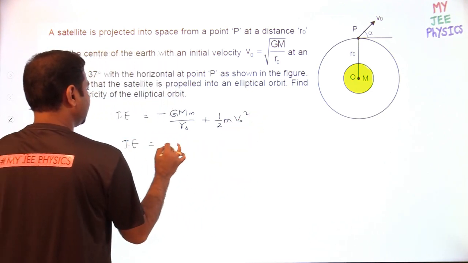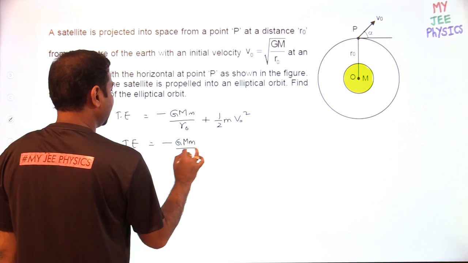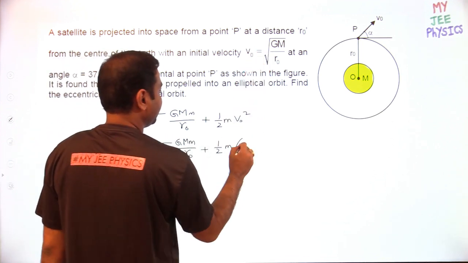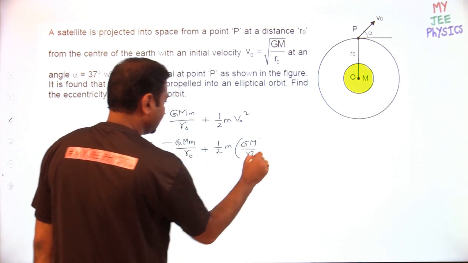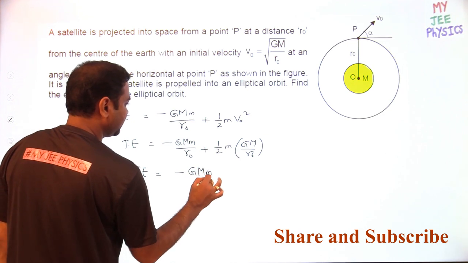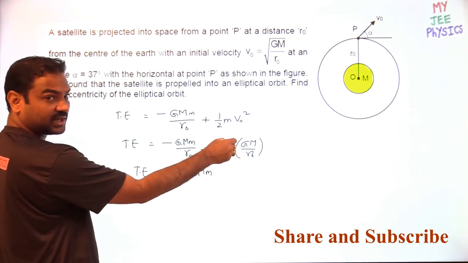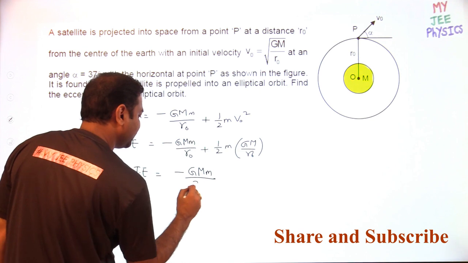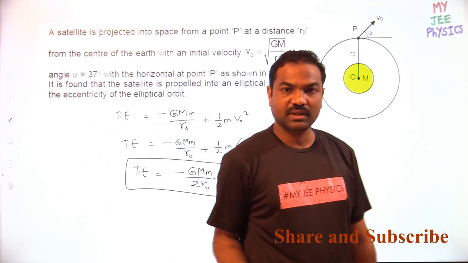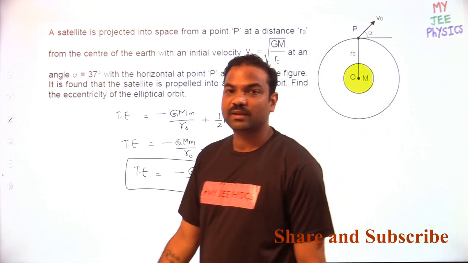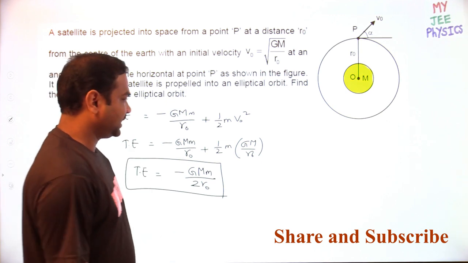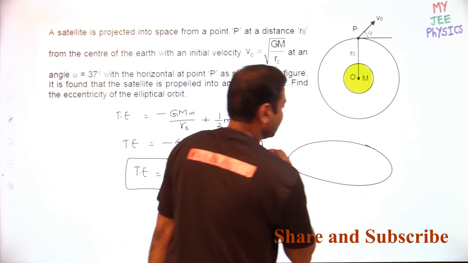So then total energy will become minus GMm by r0 plus half into m into v0 square, which is GM by r0. Okay? So then total energy value is equal to minus GMm by r0 plus GMm by 2r0, which will give you minus GMm by 2r0. This is the total energy value. Okay, so this total energy value has some important logic. So let me see.